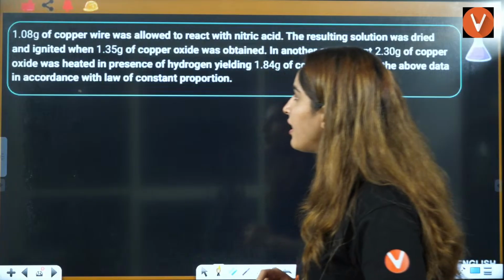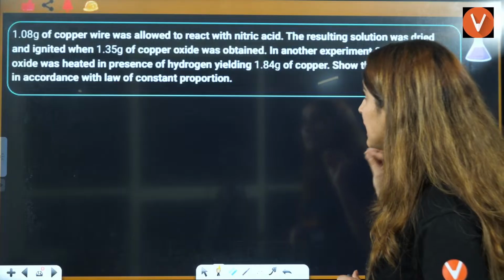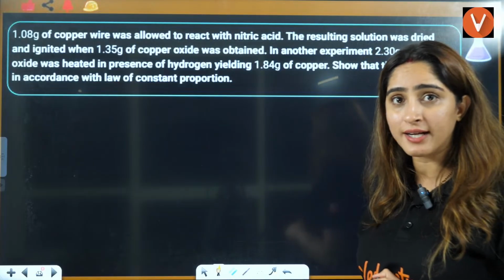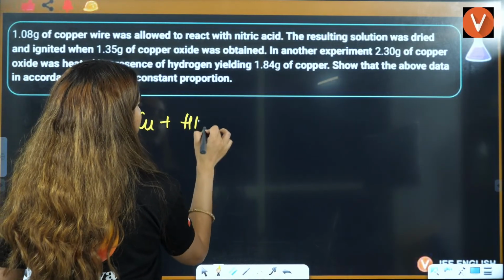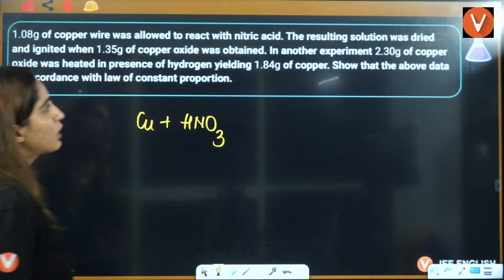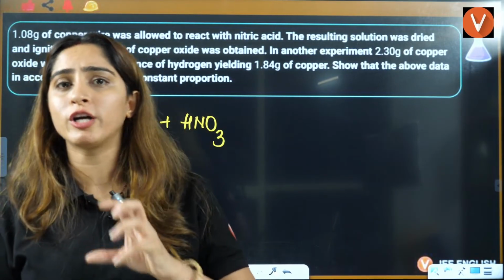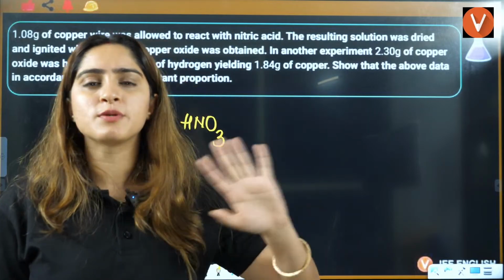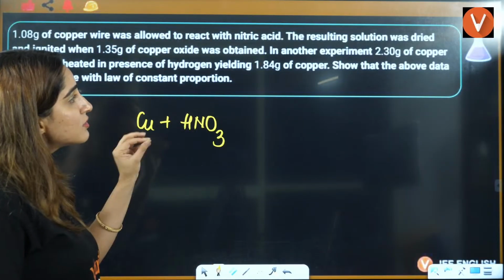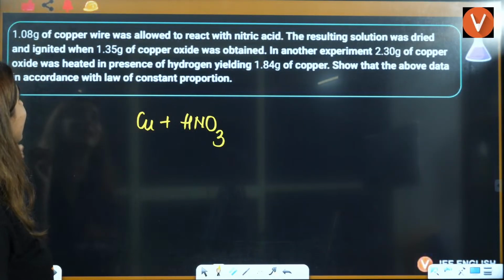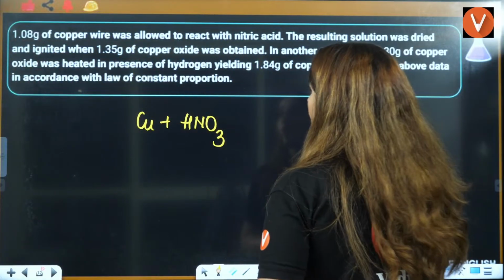Okay, yes everyone. 1.08 gram of copper wire was allowed to react with nitric acid, right? This is the formula of nitric acid. Who will tell us the formula of nitric acid? These things should be on your tips. Once you go through the full syllabus of chemistry, this will actually be a very simple thing for you. So this is nitric acid. The resulting solution was dried and ignited when this much of copper oxide was obtained.